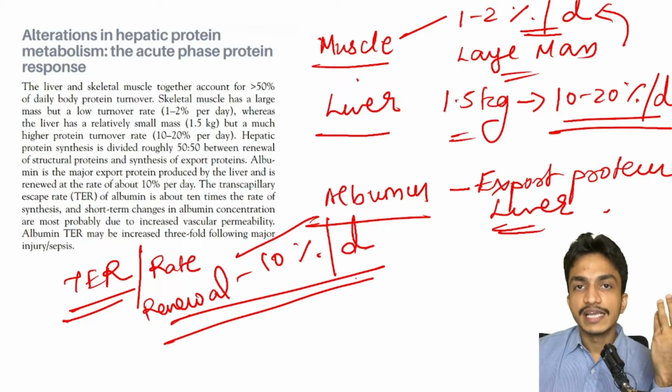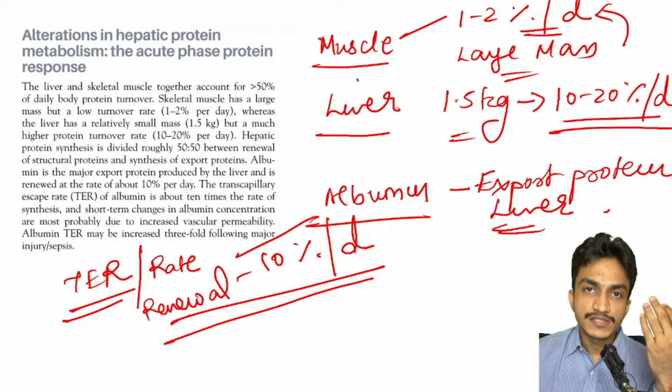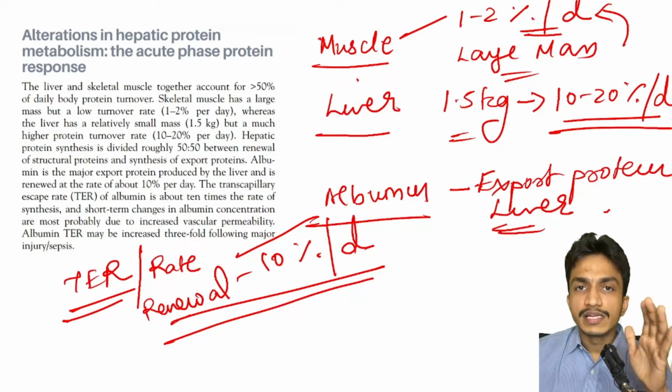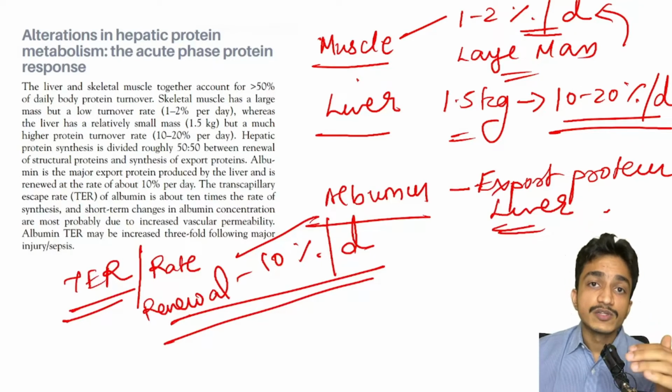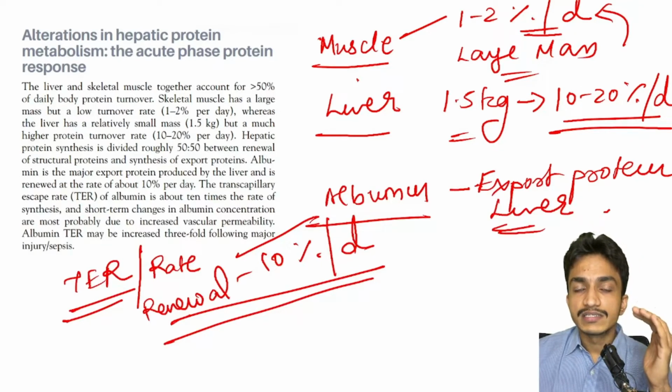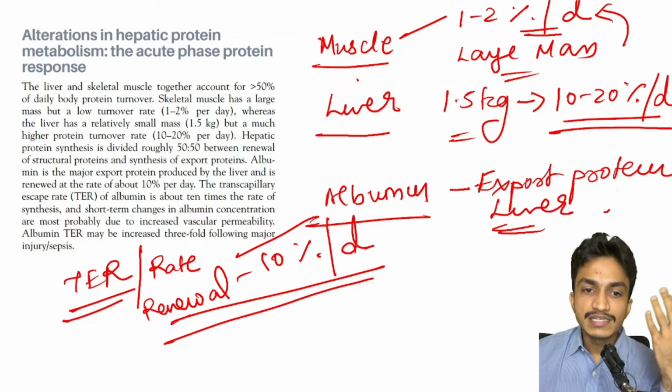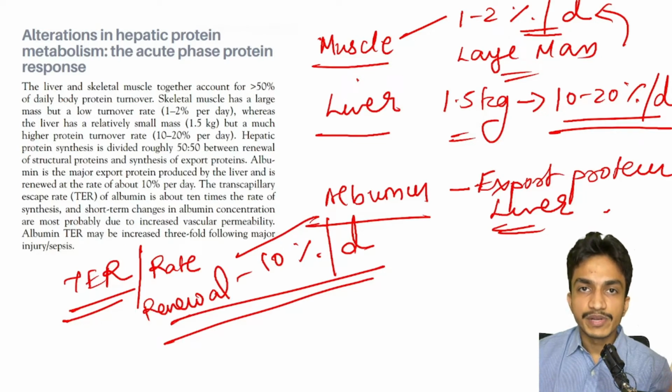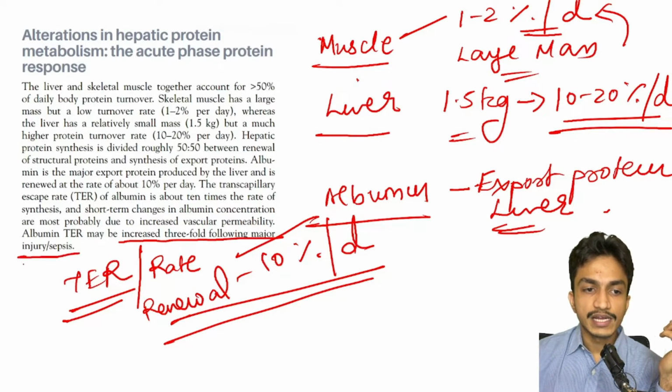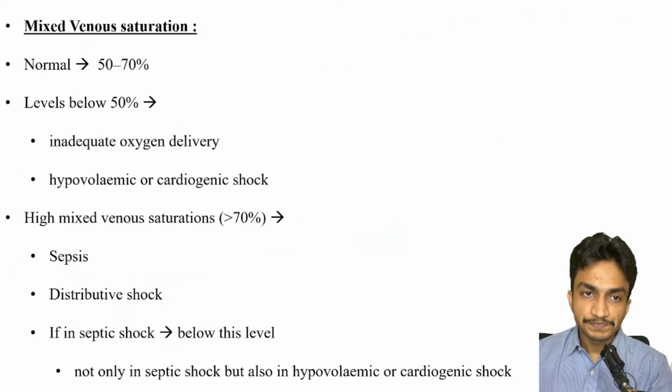Whenever there is an injury or any stress response in the body, usually we see hypoalbuminemia. That is not usually due to decreased production, but due to the increase in the transcapillary escape rate, because of which there is dilution and so a reduction in the albumin in the initial phases of injury. This escape rate is increased threefold following any kind of injury and sepsis. So that is about the albumin.